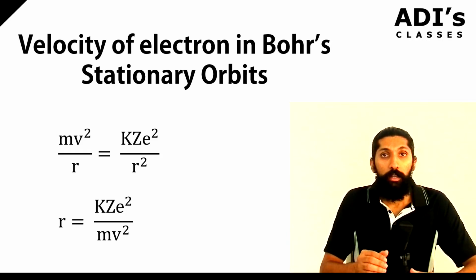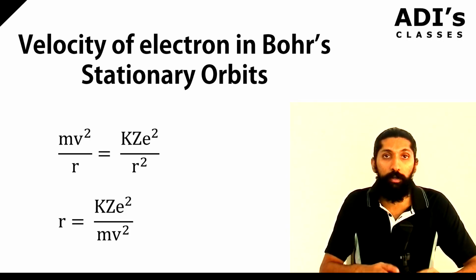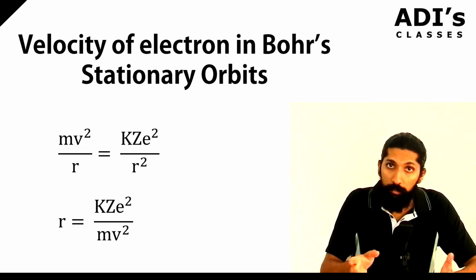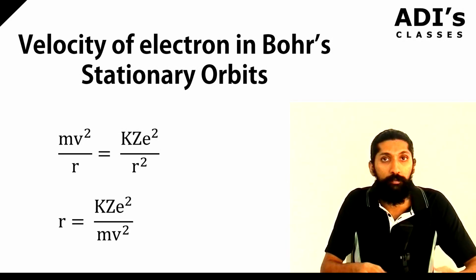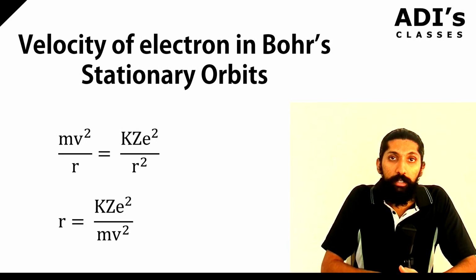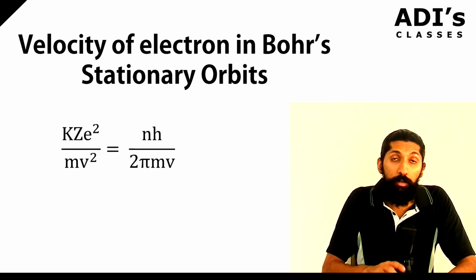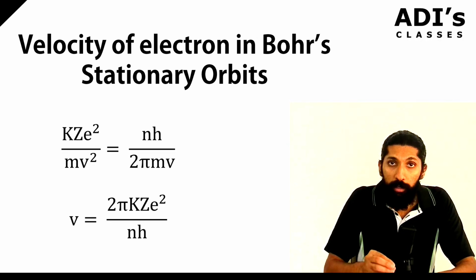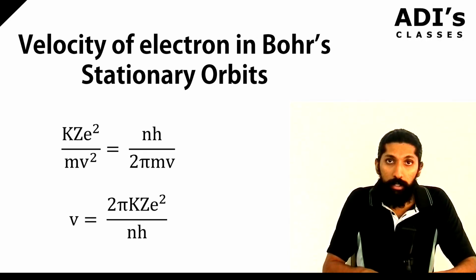Now look at both the equations, one from Bohr's second postulate and another from the centripetal force. Both of them are equal to r, so equate both of them and we can calculate the velocity. You get k into Ze square divided by mv square is equal to nh divided by 2 pi mv. If you make v the subject of the formula, one v gets cancelled, and you get v is equal to 2 pi k into Ze square divided by nh.